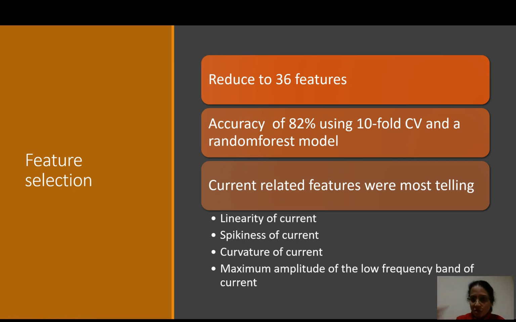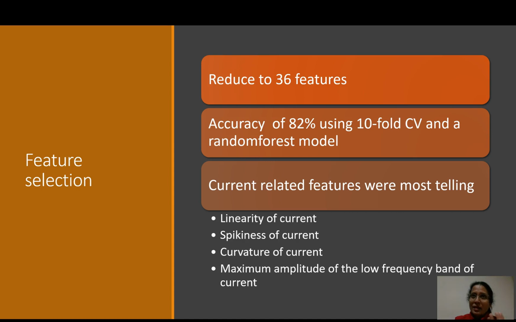Those were the telling features. Even if we looked at the full model of 240 features, these features were the most important. And even with the 36 features, these features came to be very important. And also there was this frequency domain feature, which is the maximum amplitude of the low frequency band of the current.